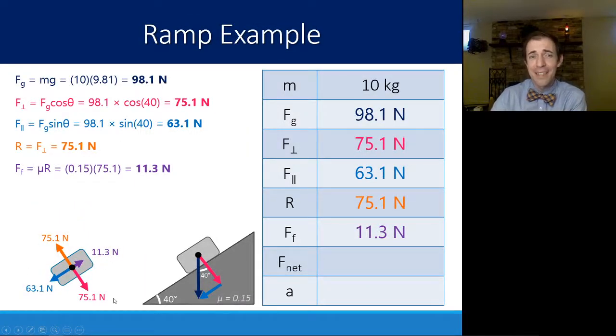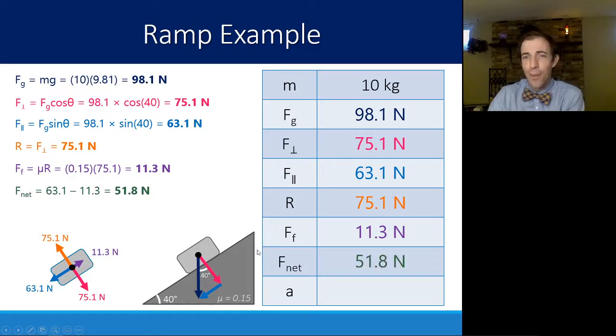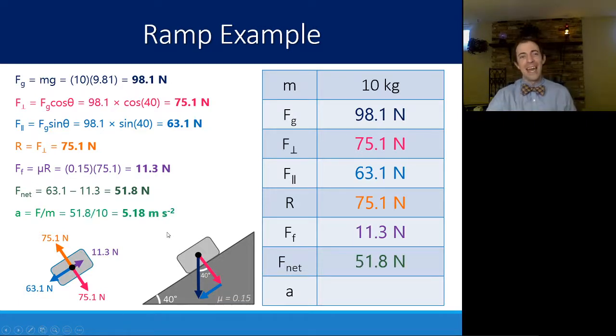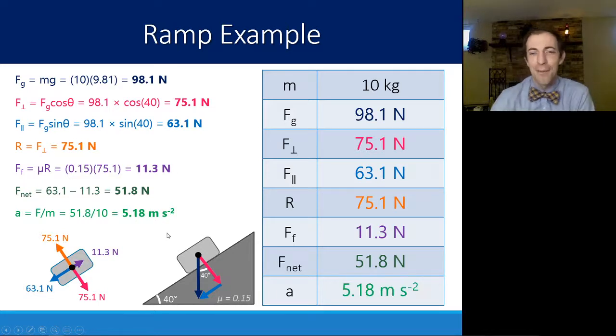These 75.1 cancel out. So our net force is just the difference between these parallel forces, and that gives you 51.8 newtons. And if you know the net force and you know the mass is 10 kilograms, F net 51.8 divided by 10 gets you 5.18 meters per second squared. All right, so that is a lot of steps. But as a reminder, none of these steps in itself are too challenging or too difficult.